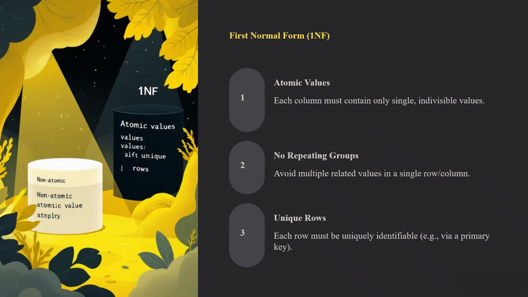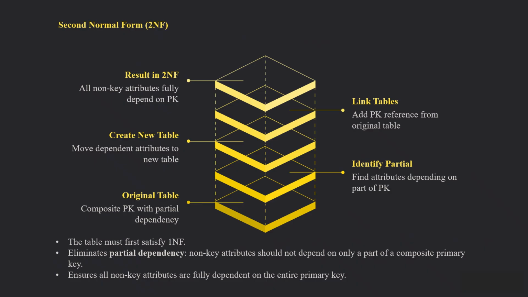First normal form. Atomic values: each column must contain only a single value. No repeating groups: avoid multiple related values in a single row or column. Each row must be uniquely identifiable, that is, with a primary key or foreign key.